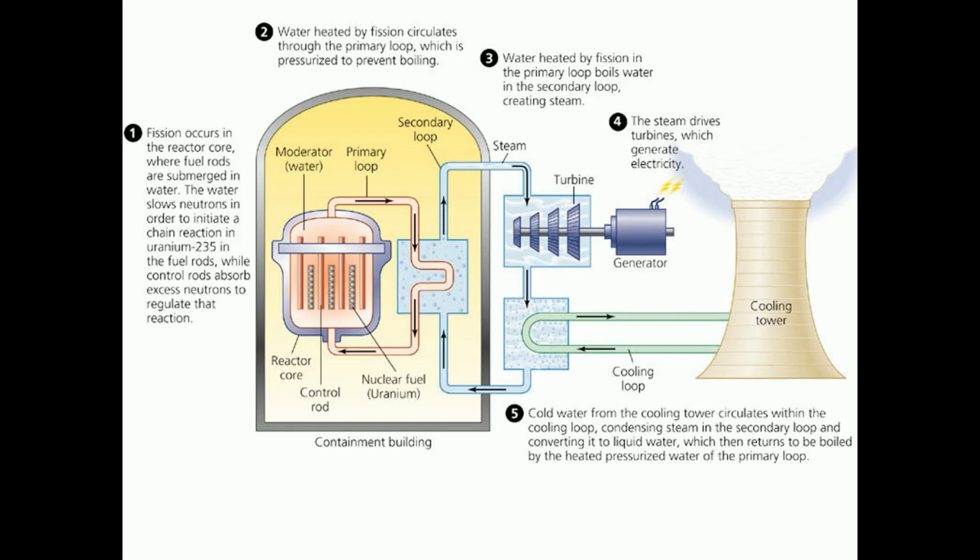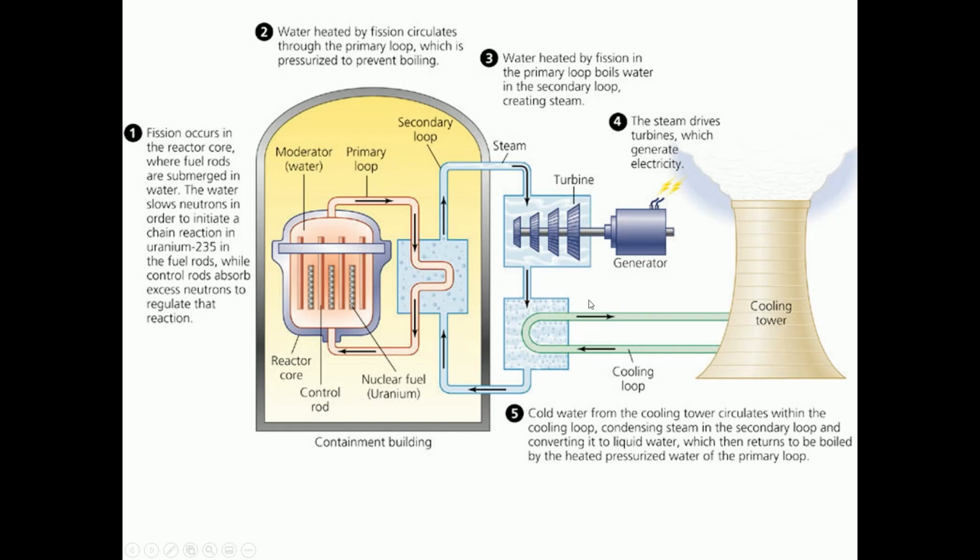I'm just going to go through this one more time, but I'll read all of the little indicators here. So number 1, fission occurs in the reaction core where fuel rods are submerged in water. The water slows neutrons in order to initiate chain reactions in uranium-235 in the fuel rods, while control rods absorb excess neutrons to regulate that reaction. Number 2, water heated by fission circulates through the primary loop, which is pressurized to prevent boiling. Number 3, water heated by fission in the primary loop boils water in the secondary loop, creating steam.